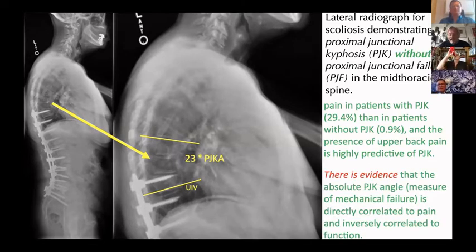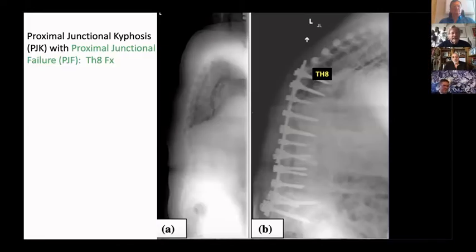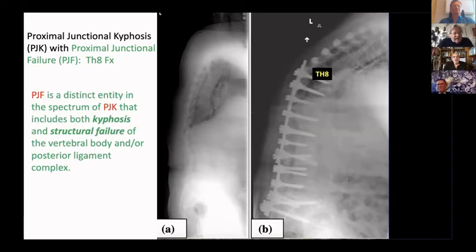Now there is evidence that the absolute PJK angle, the measure which is expressing the mechanical failure, is directly correlated to pain and inversely correlated to the mechanism. This instead is a proximal junctional kyphosis with a proximal junctional failure, which is different. This is of the 8th thoracic vertebra. It's a fracture in a patient we have received from outside. And as you can see, this is a real distinct entity of the proximal junctional kyphosis.